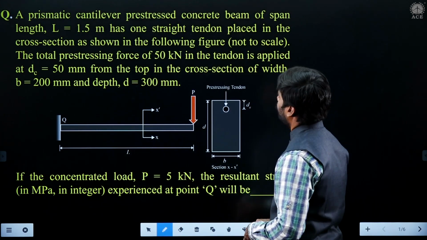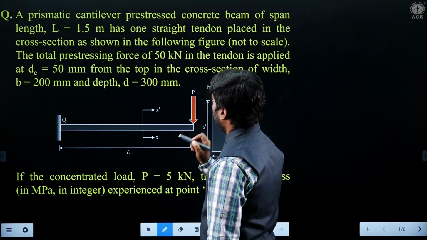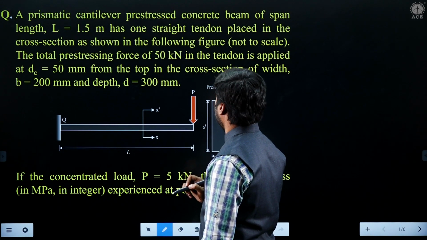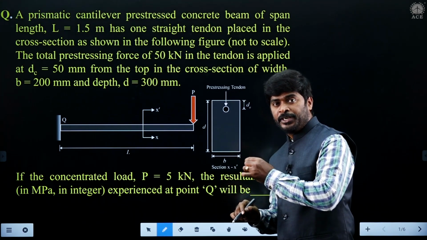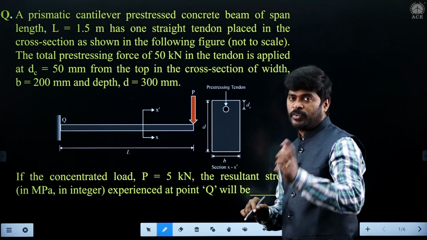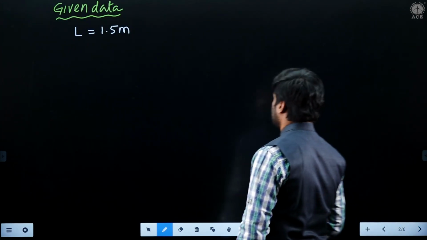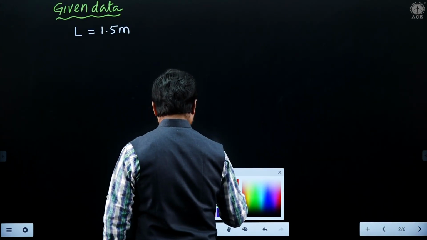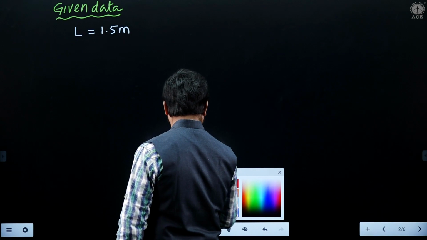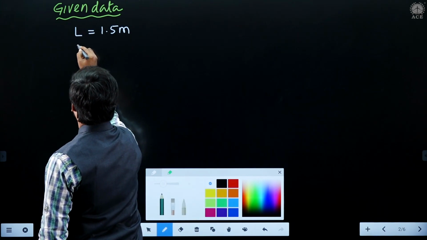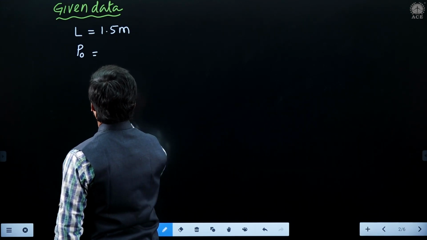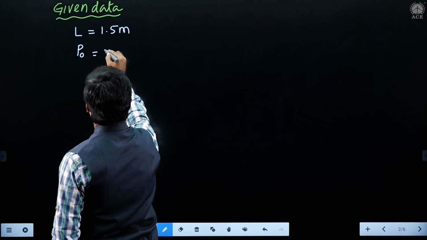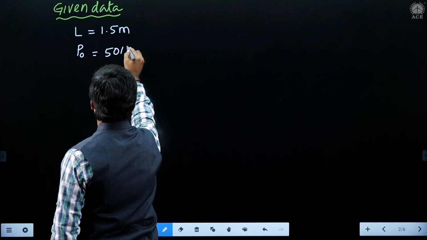Okay, fine. The total pre-stressing force is 50 kilonewton in the tendon. How much is the pre-stressing force introduced in the tendon? It is 50 kilonewton. Let us write the initial pre-stressing force P naught. It is 50 kilonewton.